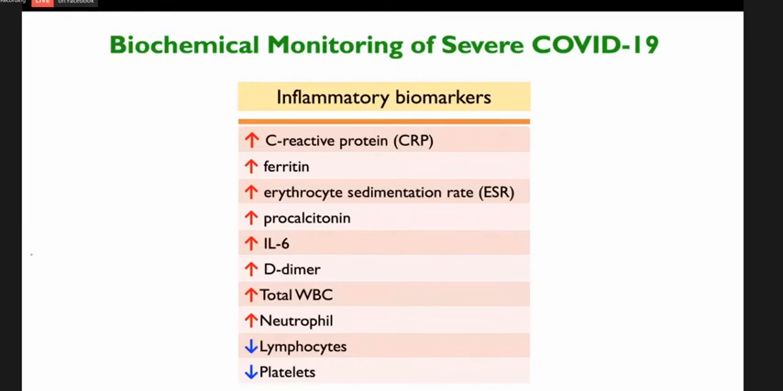Similarly, an increase in D-dimer, which is a coagulation marker, has also been reported, and it may be linked with thromboembolic events in COVID-19 patients, including pulmonary embolism and disseminated intravascular coagulation. And finally, routine hematological examination shows leukocytosis, neutrophilia, lymphopenia, and thrombocytopenia.